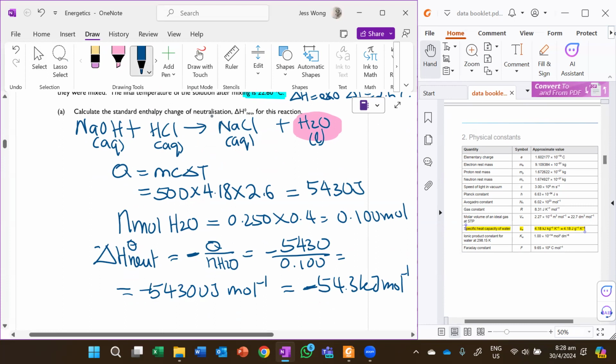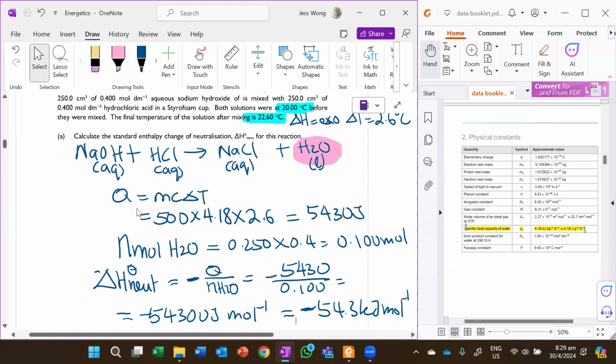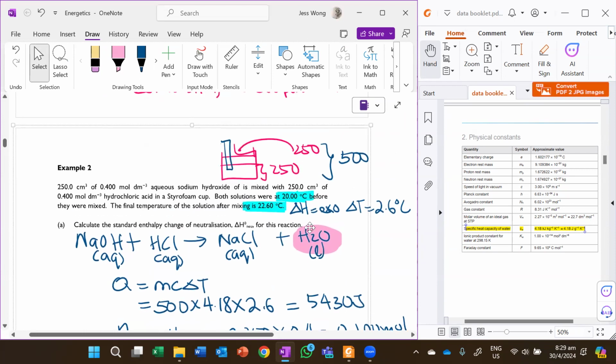So it is negative. The negative sign has to be carried all the way down in your calculation. Now, given that this is a strong acid, strong base, I get 54.3 and I did not get the usual 57.3 because of heat loss in the reaction. So I'm assuming that all the heat is taken in by the thermometer and none by the styrofoam cup, and no heat loss to the air, right?